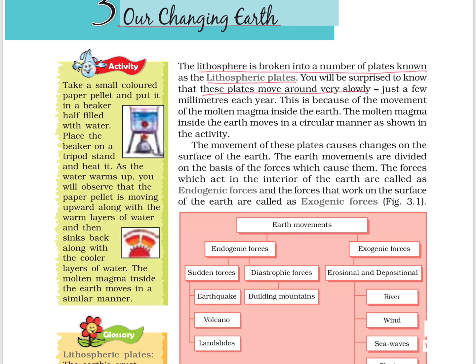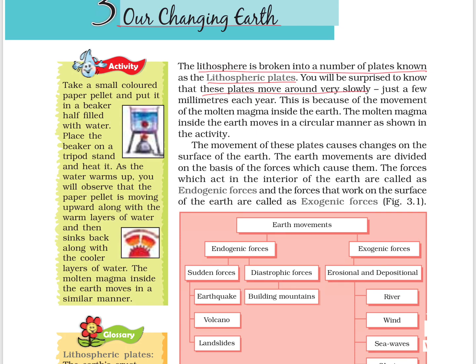Why this movement happens? Because as we know, below the crust there is magma. This molten magma is in semi liquid form. So the movement of this magma is responsible for the movement of these lithospheric plates. Because of the movement of the plates, we have certain changes on the earth's surface.